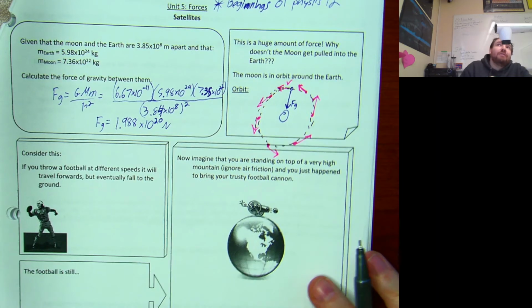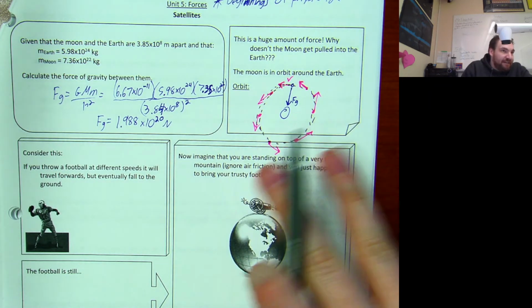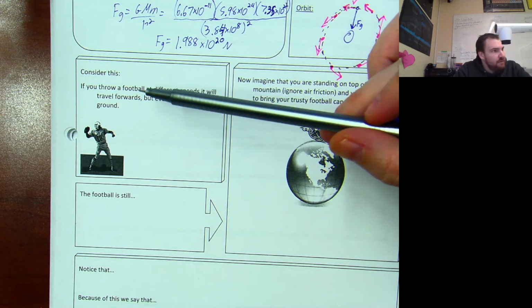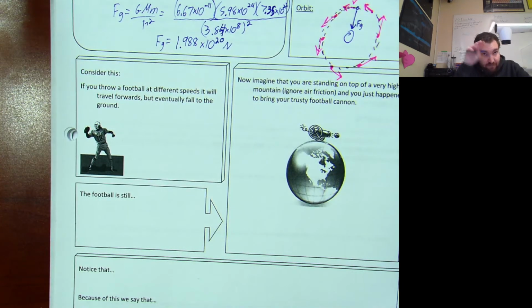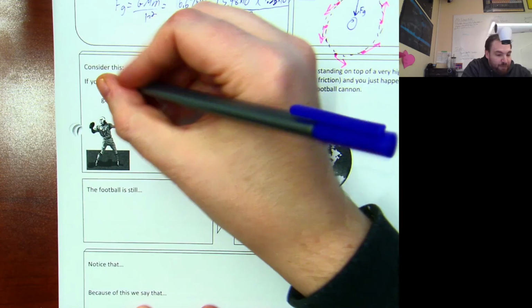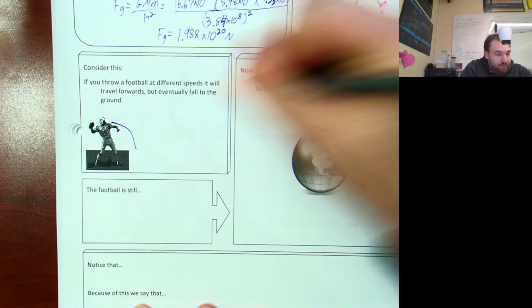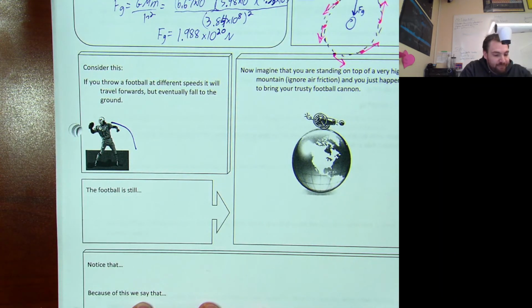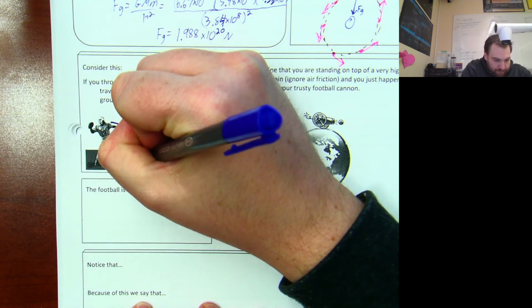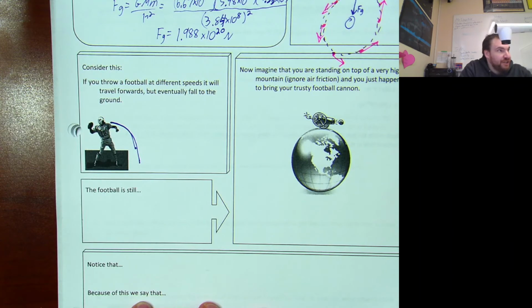Okay, so let's talk about this same effect on a smaller level. If I throw a football straight, what's the football going to do? If I throw it pretty weak, it's just going to go all the way to the ground. Okay, if I throw it a little stronger, what's it going to do?